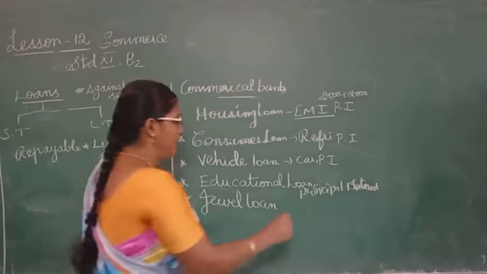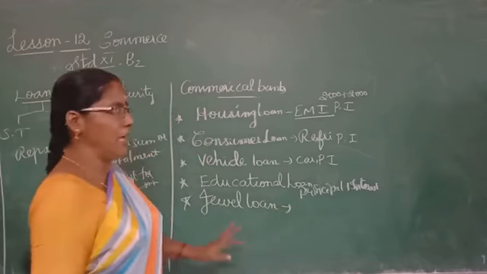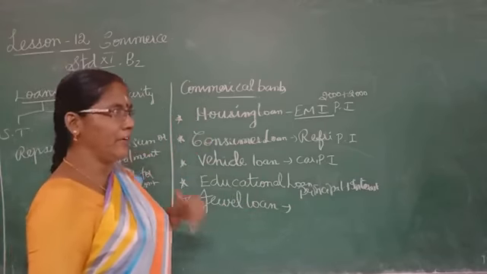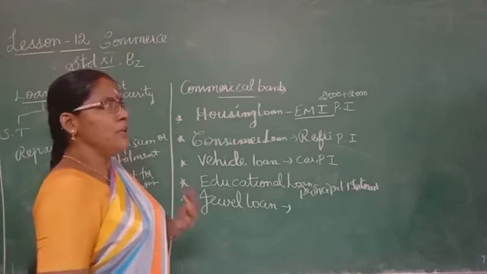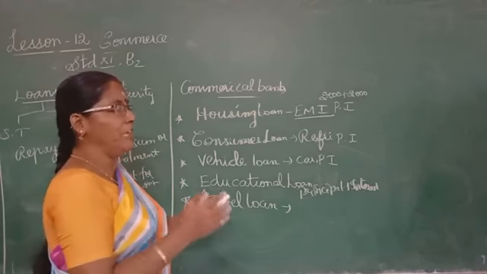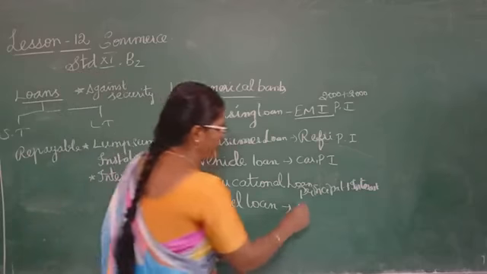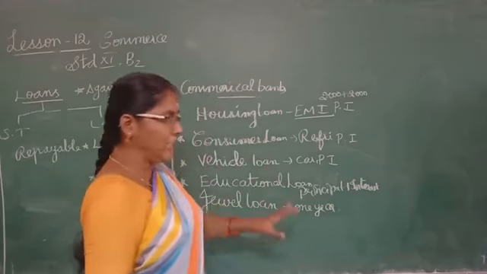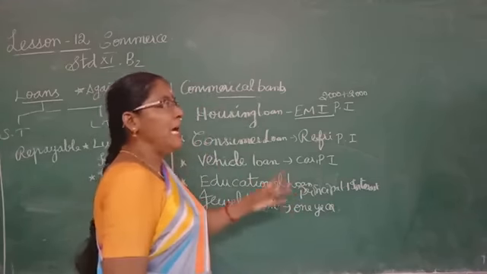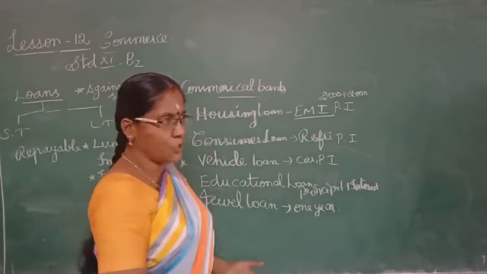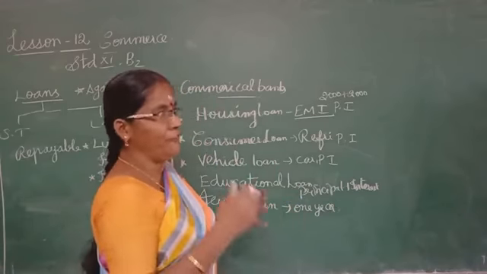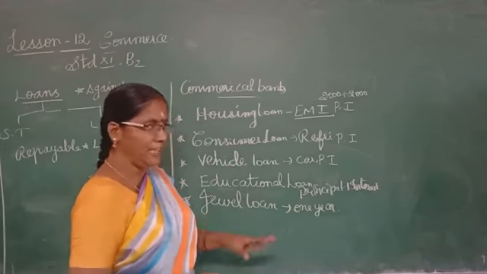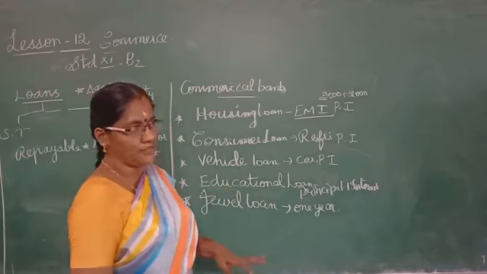Then the next one is jewel loan. For the jewel loan, we are going to pledge the jewel in the bank and in turn the bank will give the money to us. They will give a particular period of 1 year. Within 1 year or on the particular due date, we have to go and redeem the jewel. If we fail to redeem, the bank will remind us or send a letter.